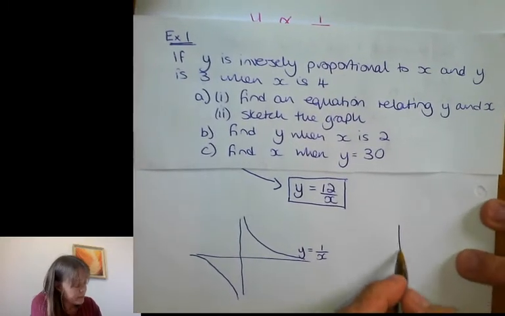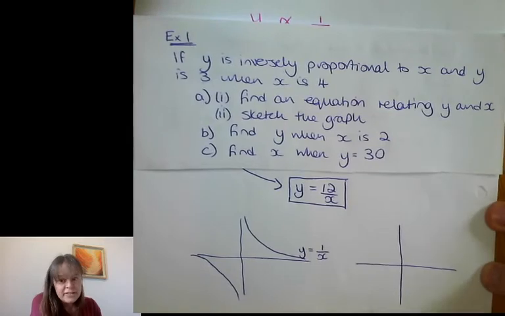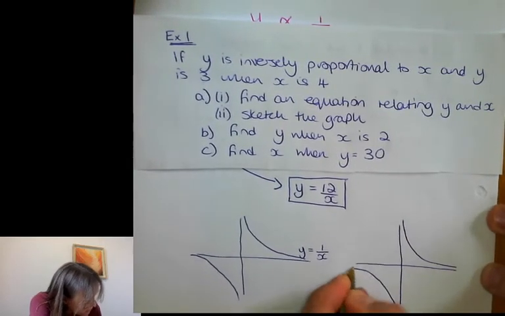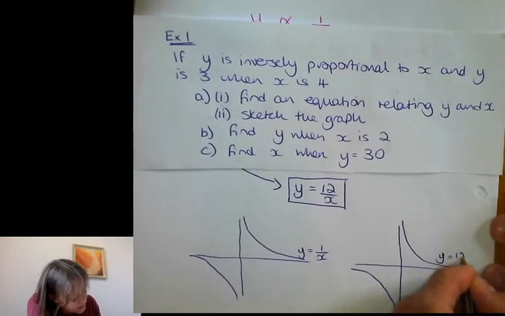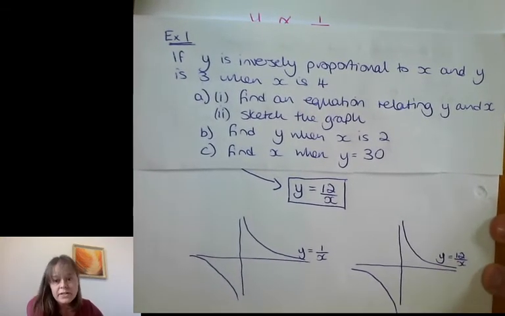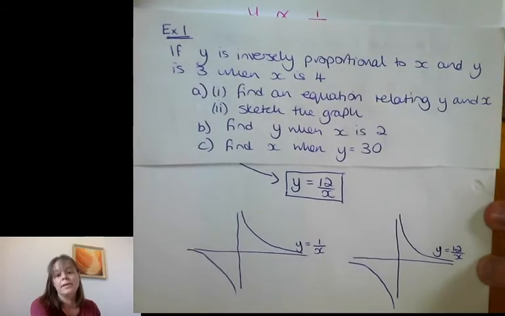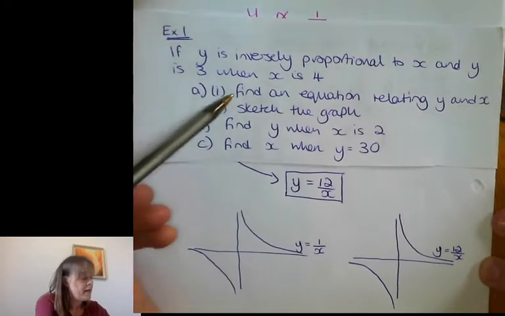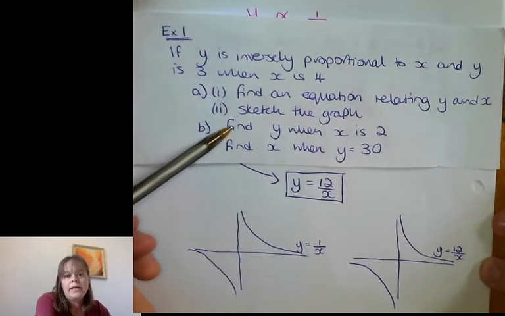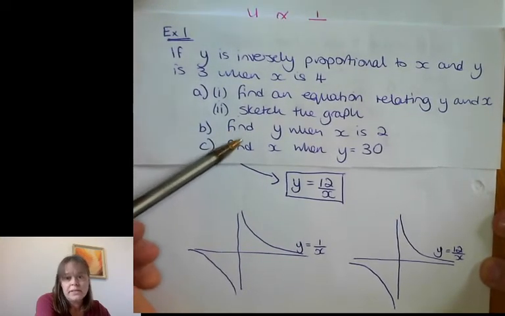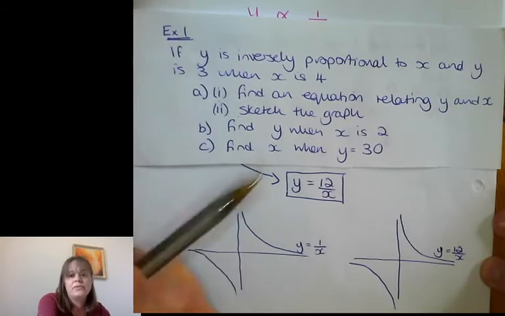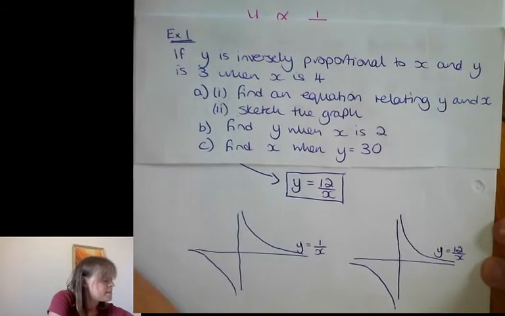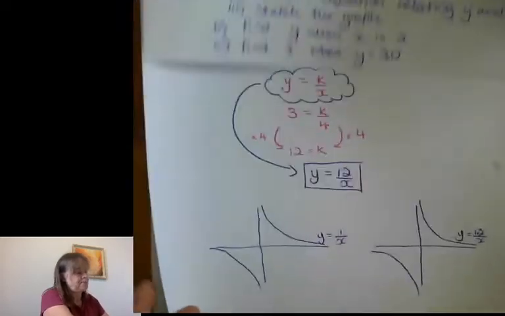But given that we haven't got any numbers on those axes anyway, it's difficult to make it much steeper and be exact about it. So all they're looking for, if they ask you to sketch the graph, is that you've got this characteristic 1 over x shape, and the 12 would just make it steeper. Okay, so we've done A, we've done part 2 as well, and now we're going to do the B and the C. And again, that's exactly the same as when we did it for direct proportion, it's just the equation's a bit harder this time. So let's find some more paper.